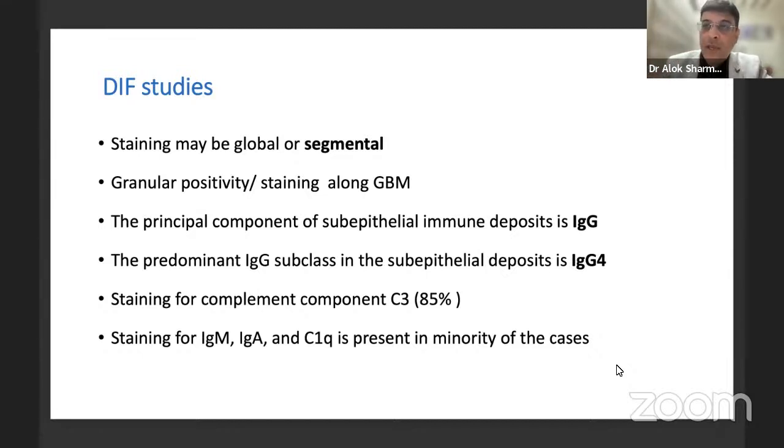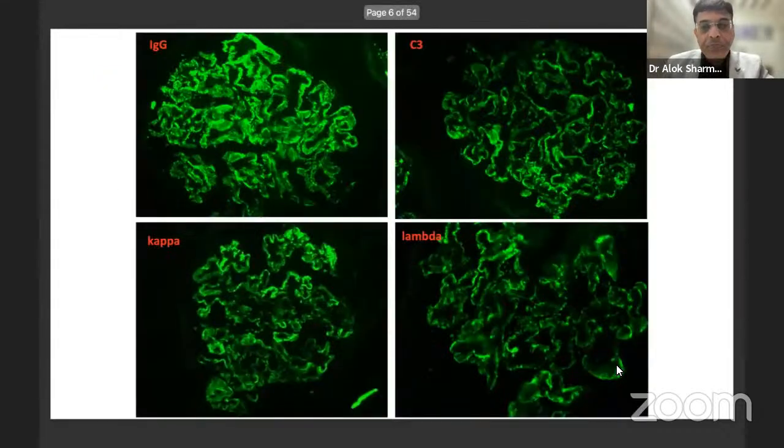And in one subset of cases, the so-called few secondary MGNs, you may also get staining for other immune reactants, including IgA, IgM, and even C1q in some cases. So we'll talk about these cases as we go on further in this lecture.